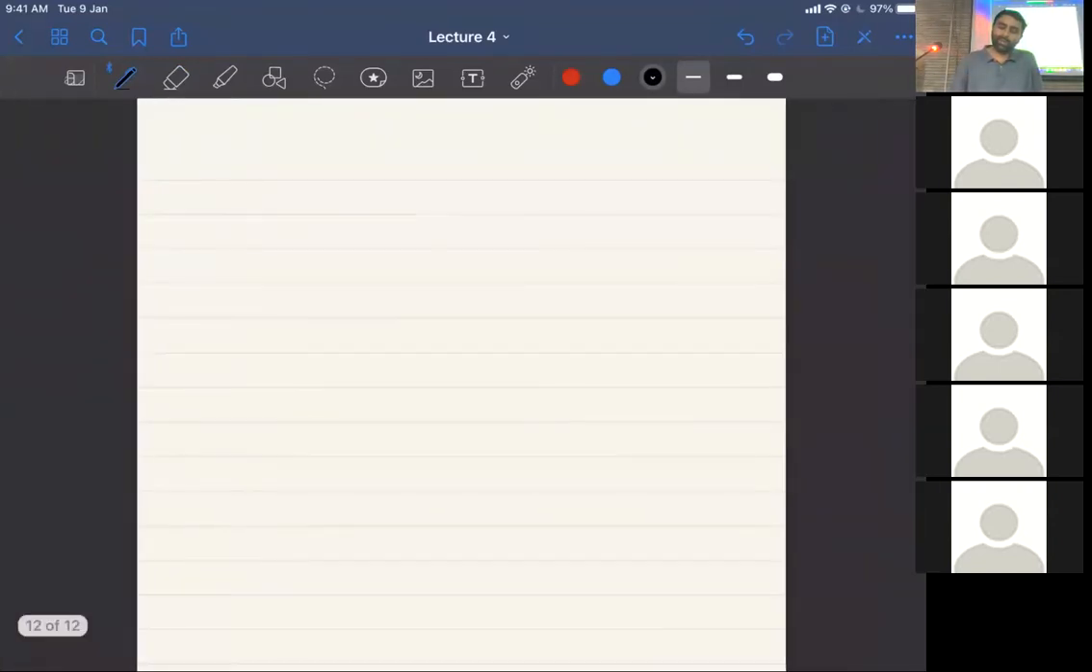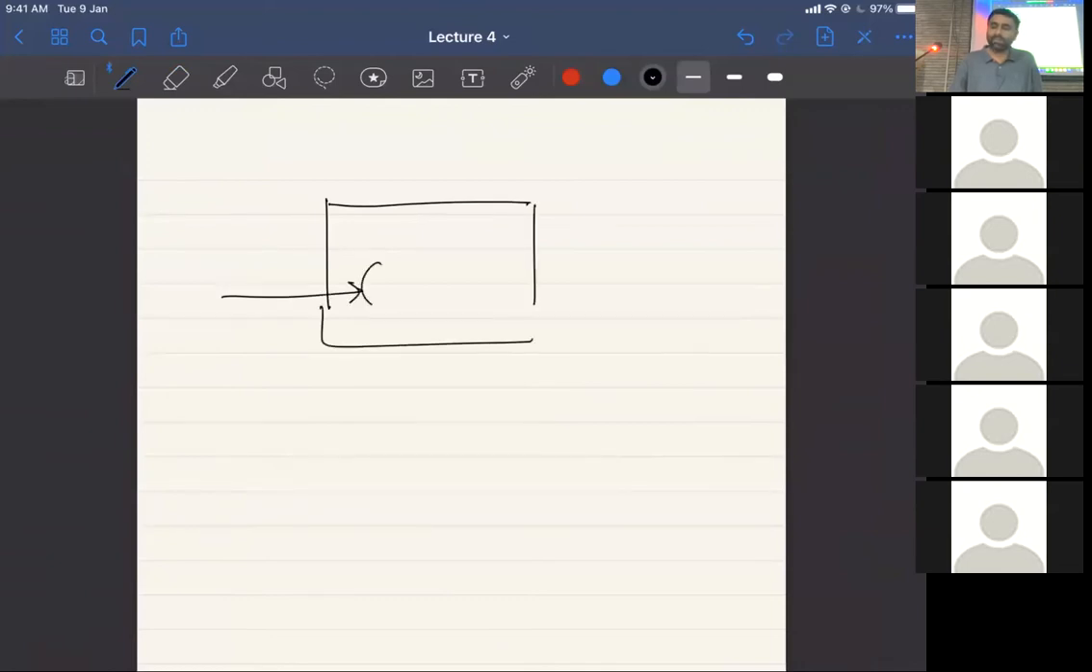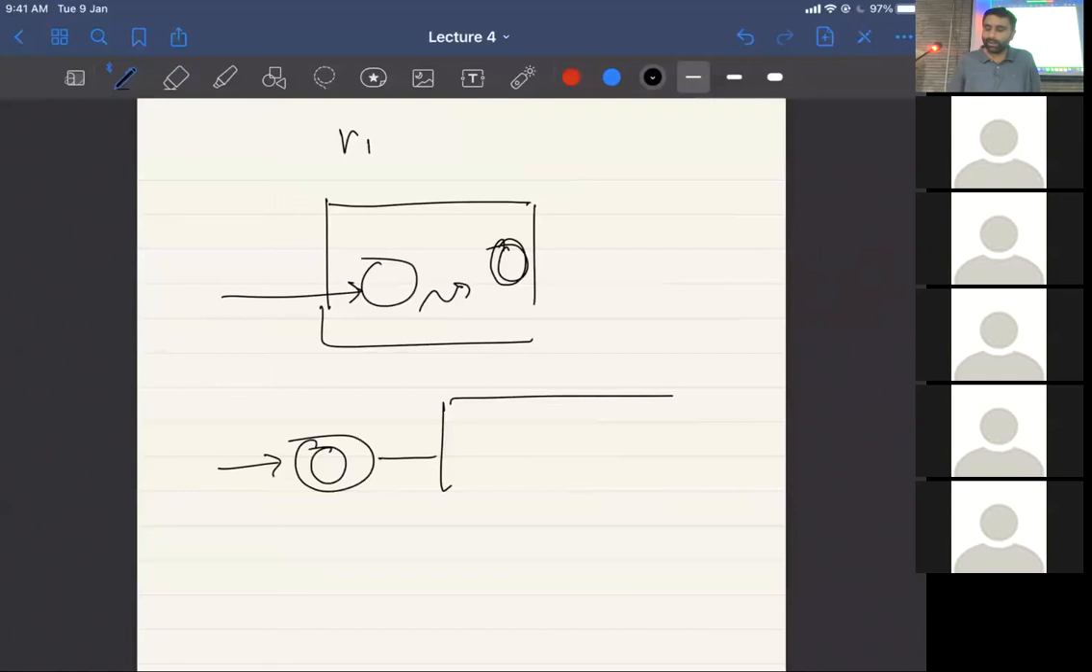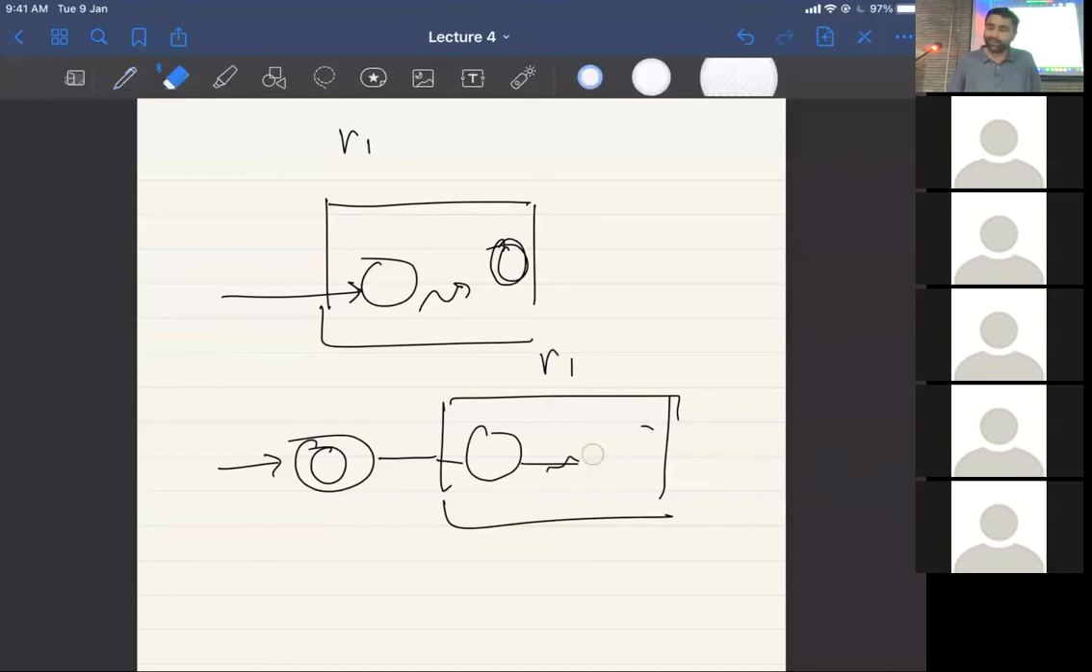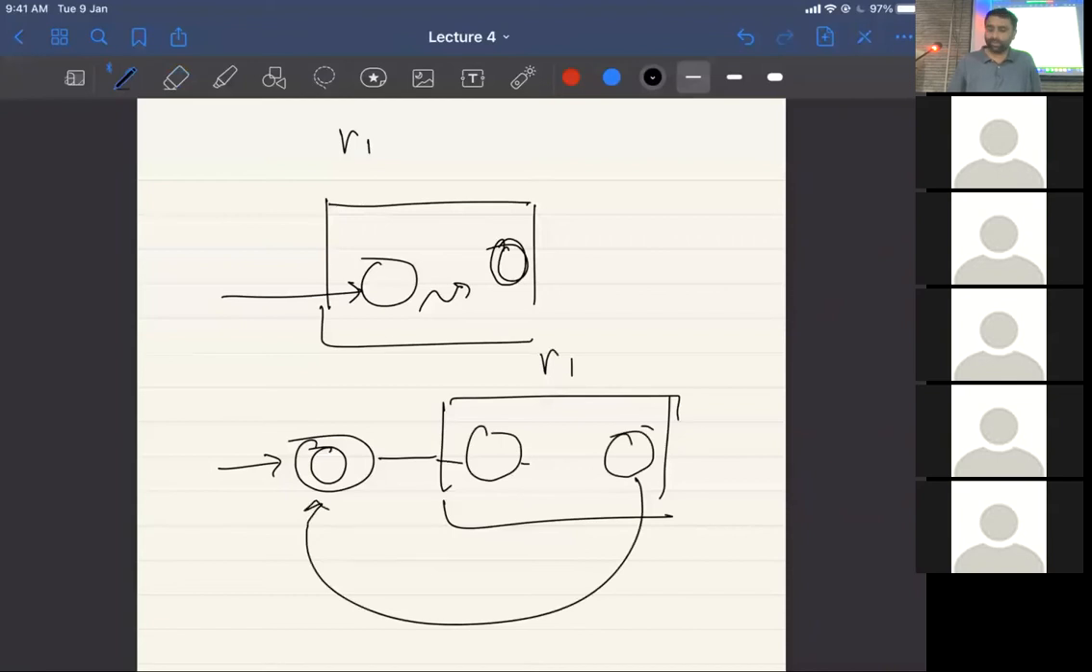Now, if I have a machine just for R1, it must have some start state, some transitions, and some accept state. This is for R1. So what will happen for R star? We would create a new state, make it an accept state, and connect this starting and accept state with the start state of R1. So this is the old R1, which has some transitions over here. Delete the final status of this final state and connect this final state with the start state. So this is for R1 star.